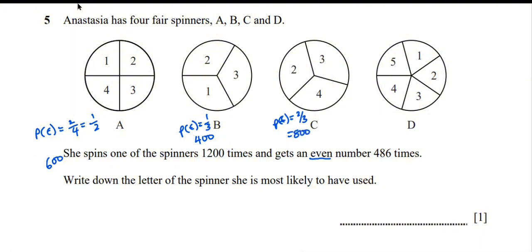Okay. Then for D, the probability of having an even number here is 2 over 5. And when you multiply 2 over 5 by 120, you are going to have 486. So the letter that she must have spun to get 486, with this information given to us, is D. That's the spinner D.